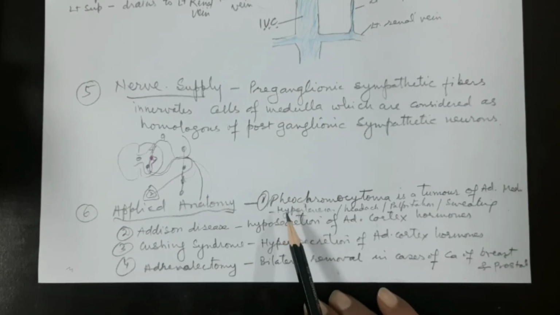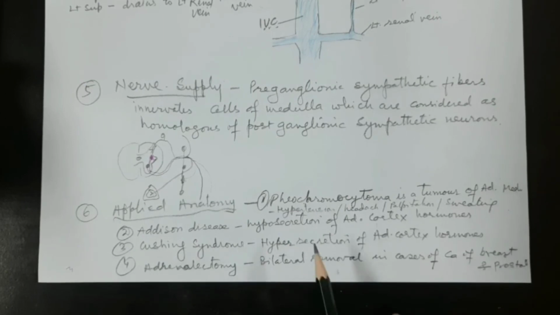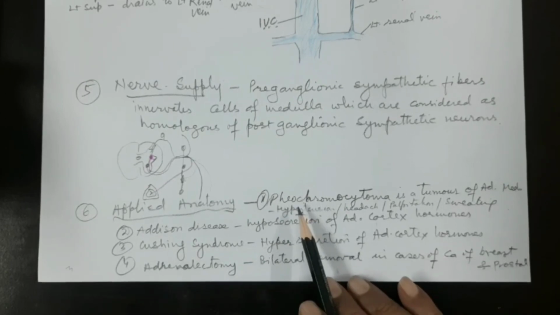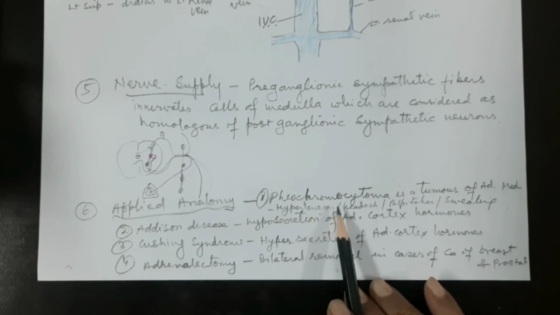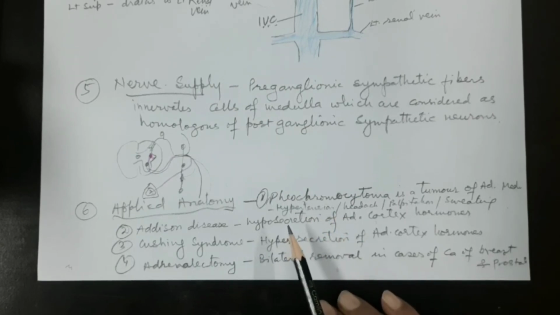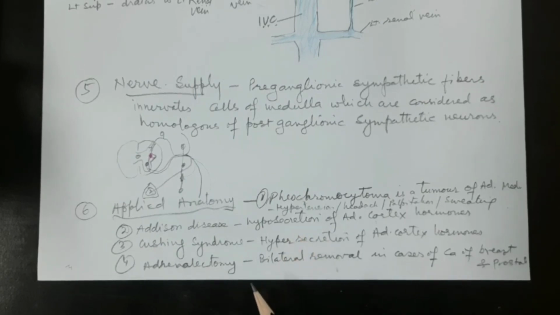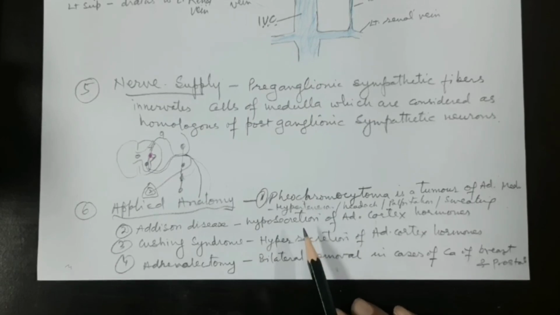Now, there is a tumor of the adrenal medulla, not of the cortex, called pheochromocytoma. It is a tumor of adrenal medullary cells. Because of this tumor there is a production of a lot of epinephrine and norepinephrine, which goes into the circulation, leading to a lot of problems in the patient.